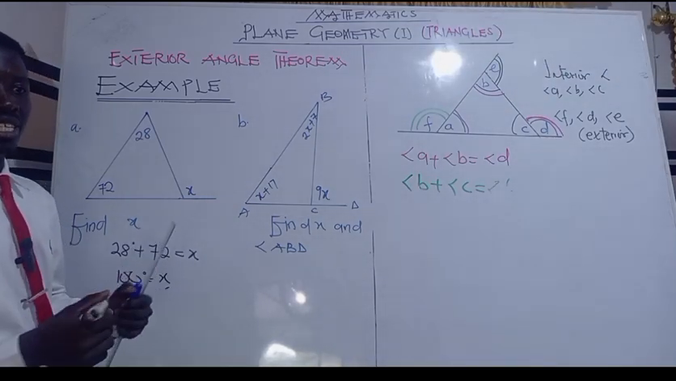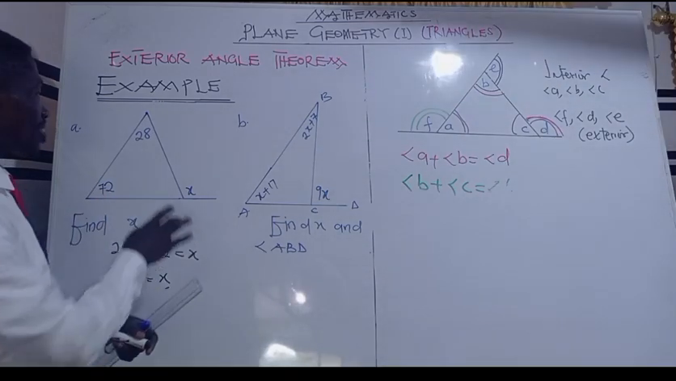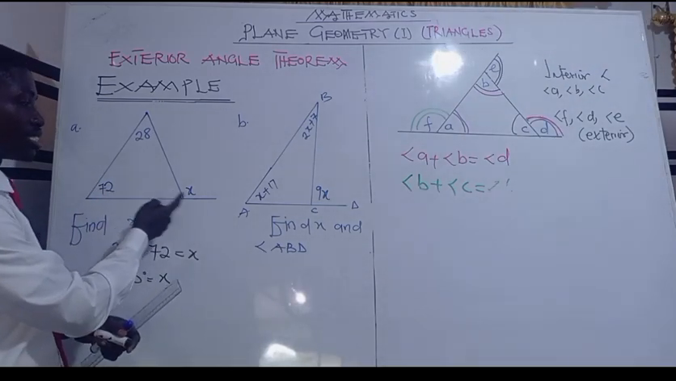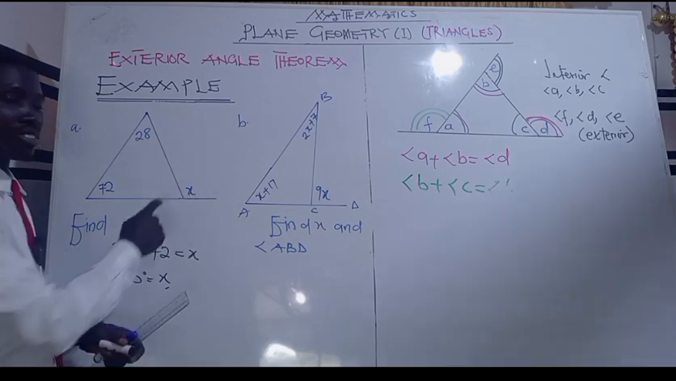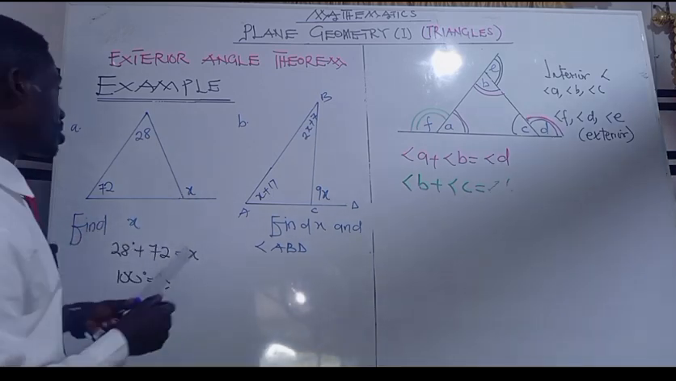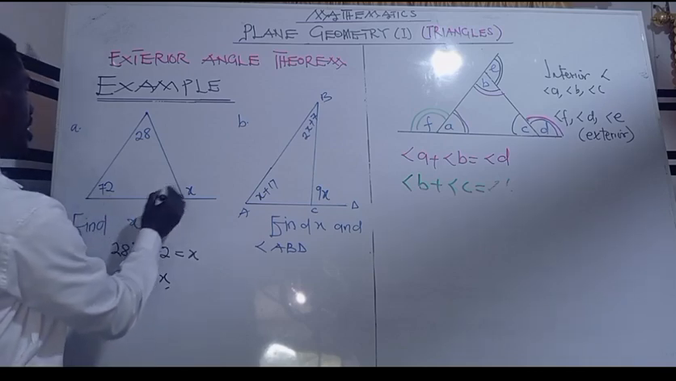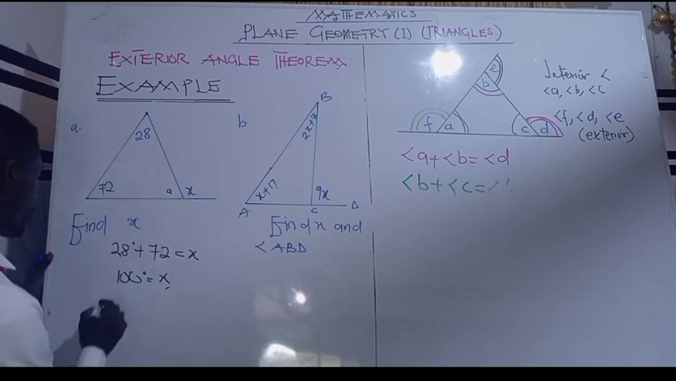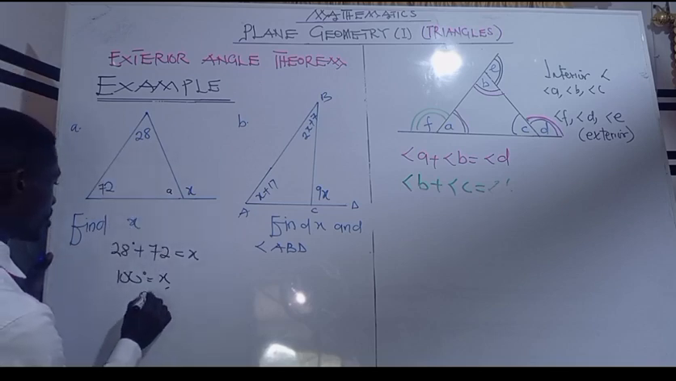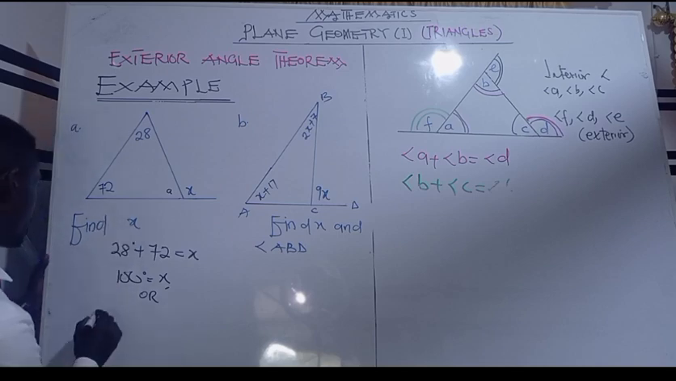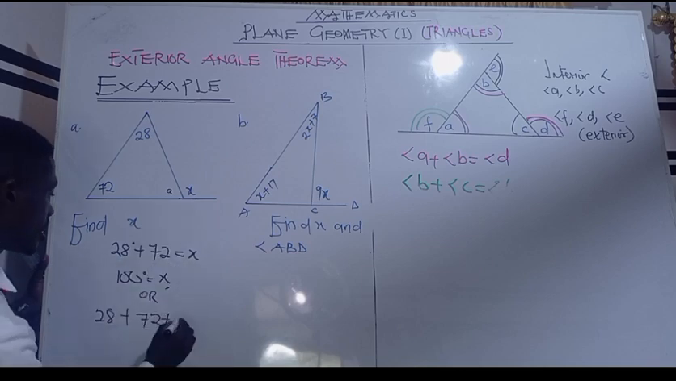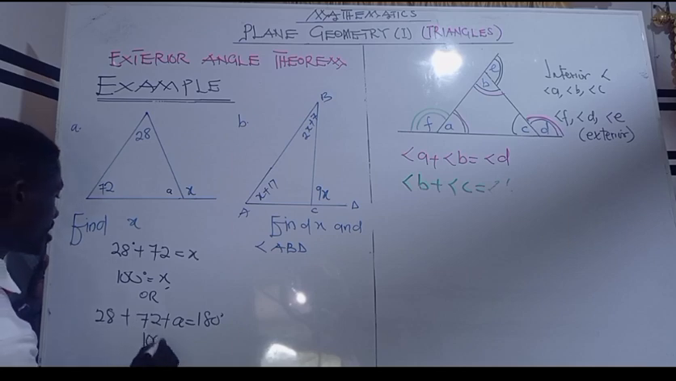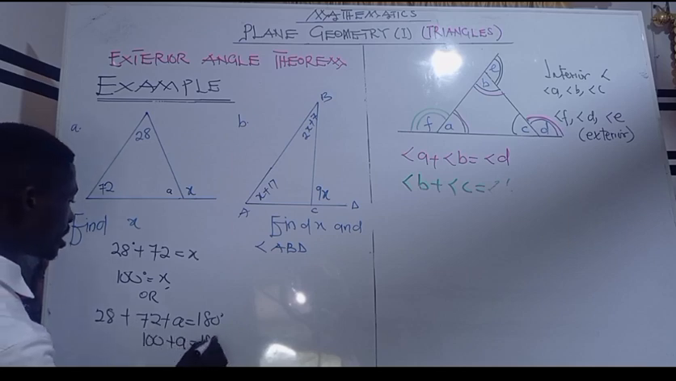Very, very simple. Now, we can also apply the interior angle sum of a triangle to find the angle next to x, and then subtract it from 180 to get the value of x. Let's try that one. Let's call this angle A. So this angle plus this angle plus this angle should give us 180. So we have 28 plus 72 plus A is equal to 180 degrees. This plus this will give us 100 plus A is equal to 180.